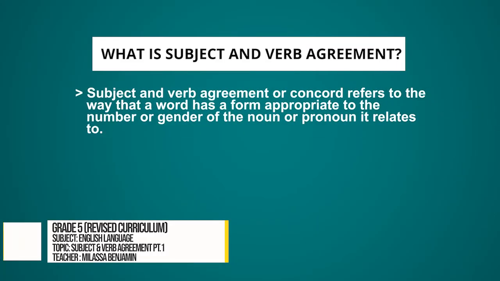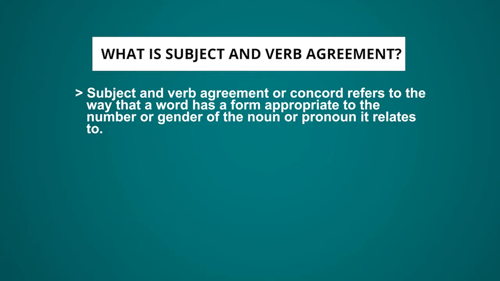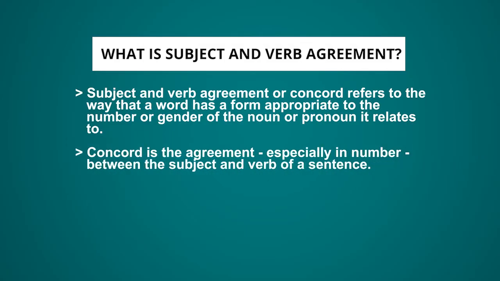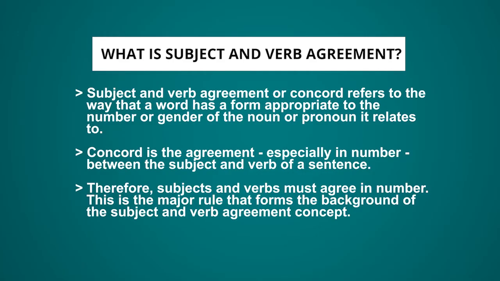Subject and verb agreement, or as it is called sometimes, concord, refers to the way that a word has a form appropriate to the number or gender of the noun or pronoun it relates to. Concord is the agreement, especially in number, between the subject and the verb of a sentence. Therefore, subjects and verbs must agree in number. This is the major rule that forms the background of subject and verb agreement.